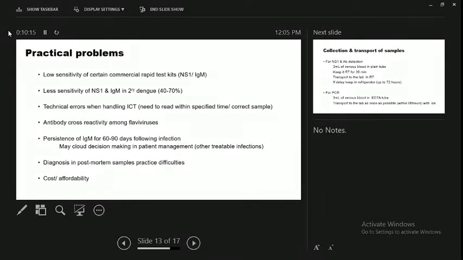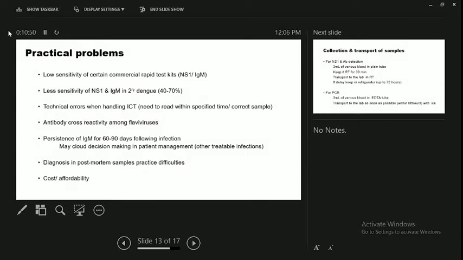So then another practical problem comes. Now this is a big problem because of the low sensitivity of certain commercial tests, especially those used in the private sector. There are many small laboratories using non-registered rapid ICT tests which came to Sri Lanka in baggage. Last week I actually came across a test kit even quoted for a government tender. NS1 sensitivity is 18%. It is not registered. I don't know how it happens.